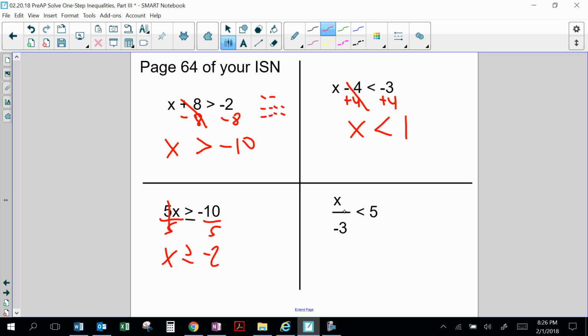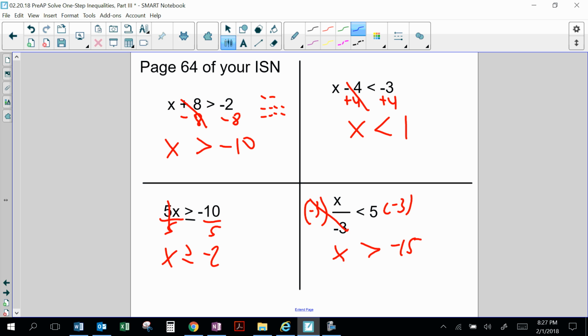And last but not least, what's the inverse of dividing? Multiplying both sides by -3. This cancels out. 5 groups of -3 is -15. This is X. What do you remember from our previous lesson about multiplying and dividing by a negative? Remember, if you have a negative X that's divided into thirds, to make it into a positive, you have to flip everything around. So you have to reverse this sign. X is greater than -15.